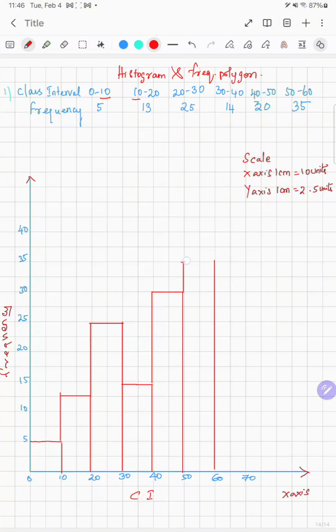I am drawing by freehand, don't do this procedure in the exam. This is the frequency graph. Now we have completed only the histogram part. Now we will go through the frequency polygon.